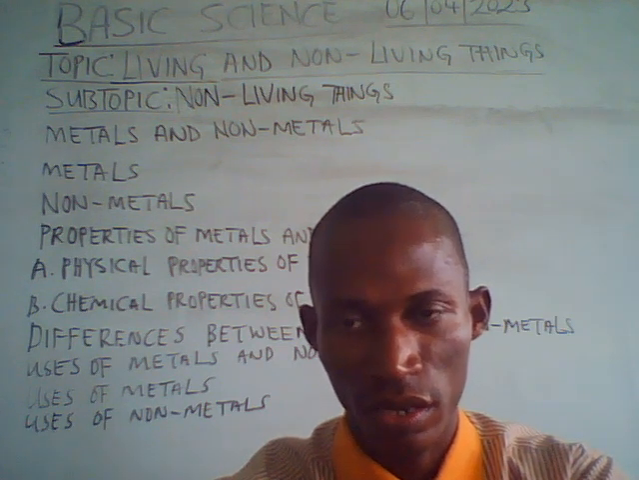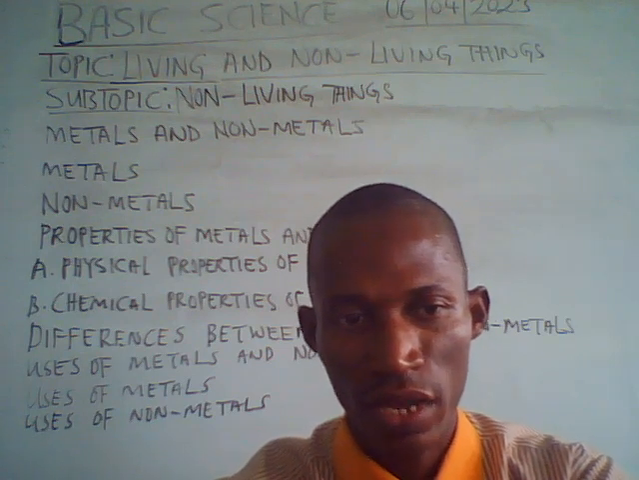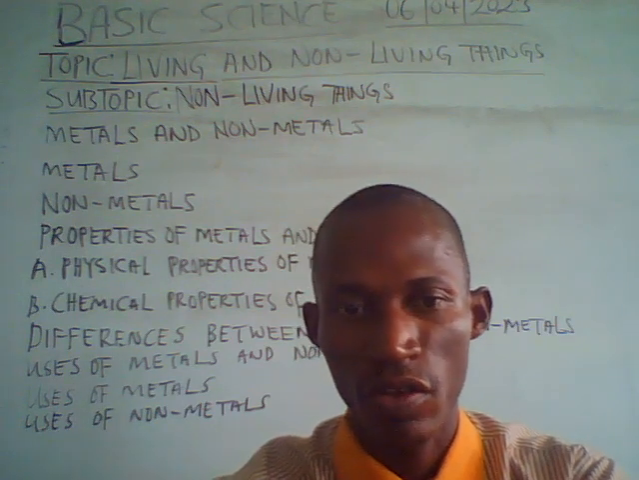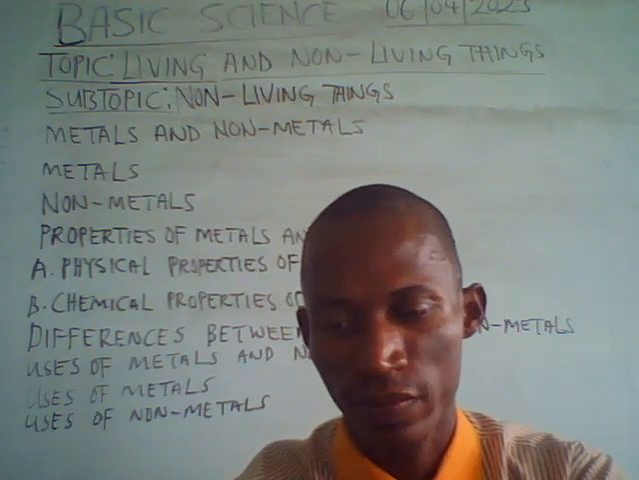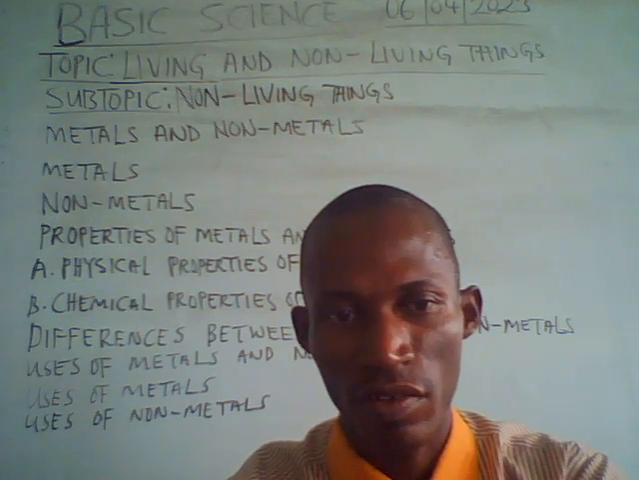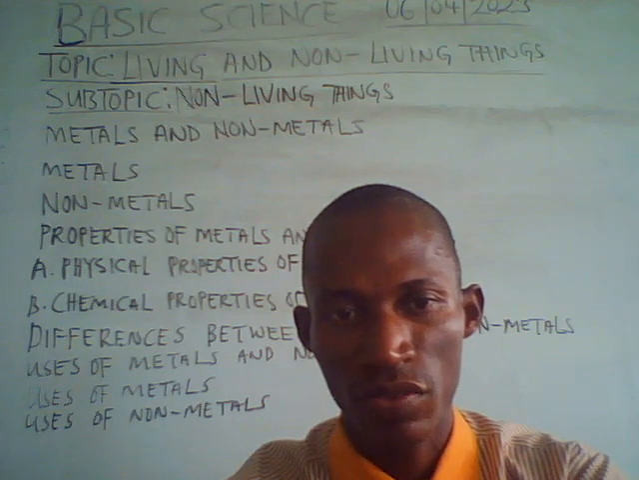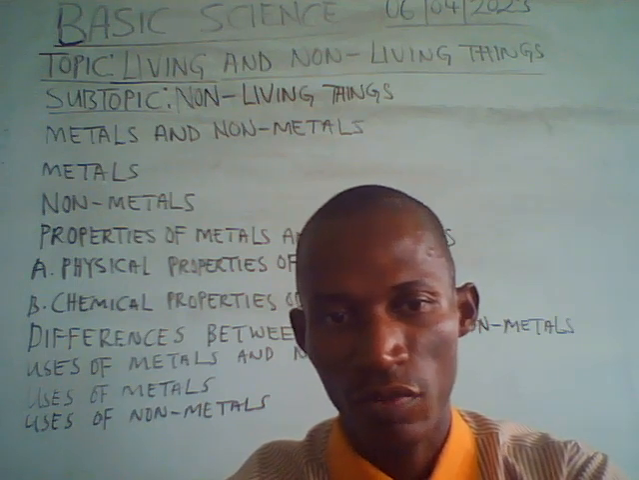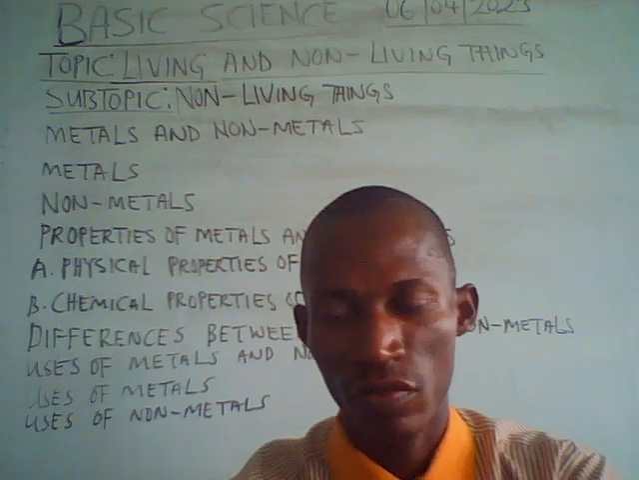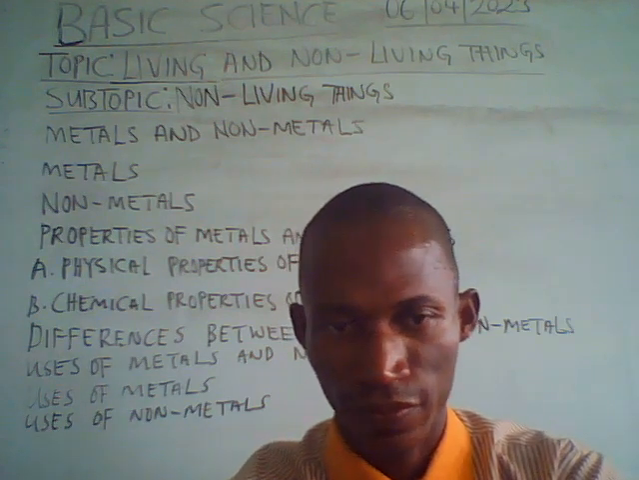Now let's look at reaction with water. Metals react with water to form either hydroxide or oxide and hydrogen gas, while non-metals do not react with water. Then lastly, we look at reaction with acid. Metals generally react with acid and produce hydrogen gas, while non-metals do not react with acids.